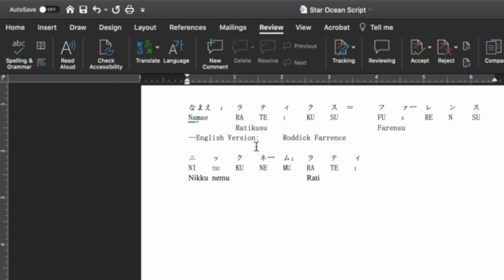And then the second layer, we have the nickname. So often when you see katakana, it's a clue that you might actually be able to understand this word if you parse it out. So Nikku Nemu, nickname. So a shorter version of the character's name, Ra-te-i, or Rahi.